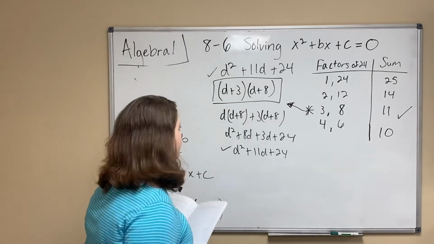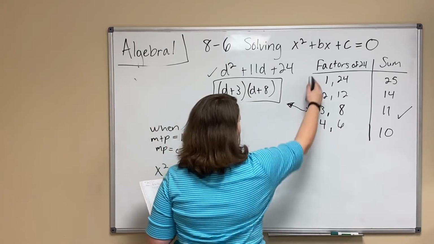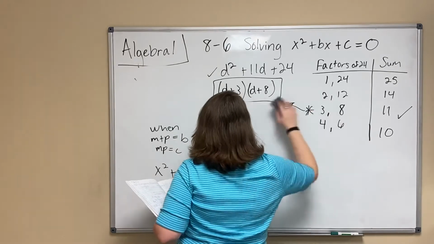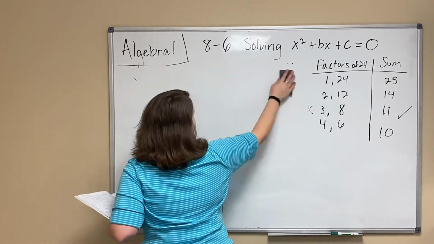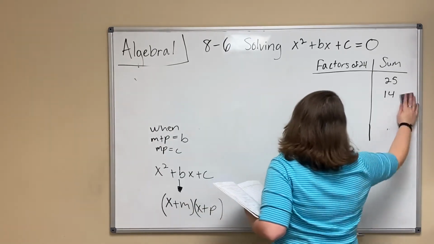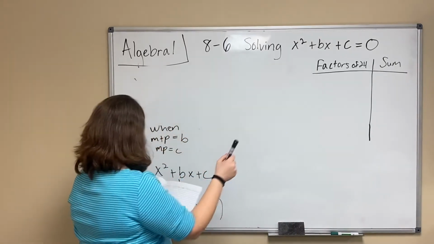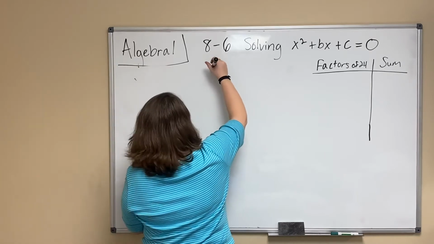Once you know the pattern, it's not too complicated of a thing. It's just a matter of figuring out which two numbers multiplied together also add up to be the same number. All right, so that's if we have all positive numbers in our equation. But let's see what happens if we have a negative number.